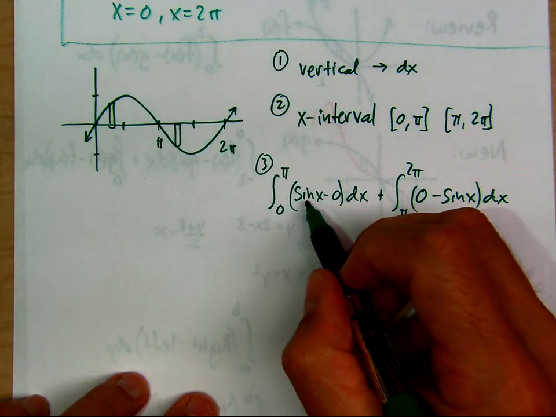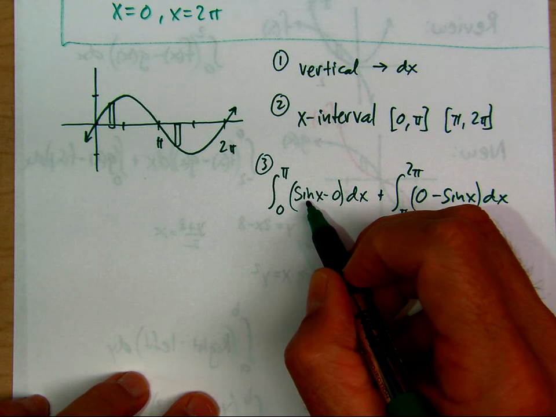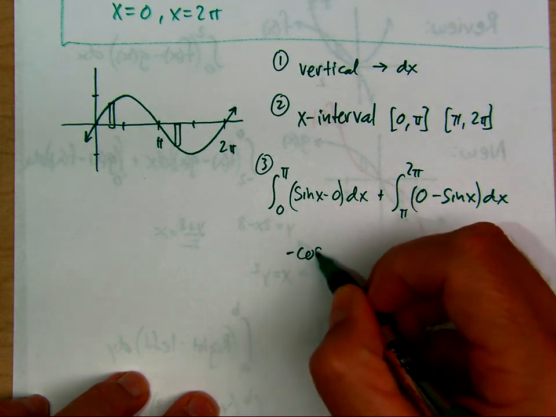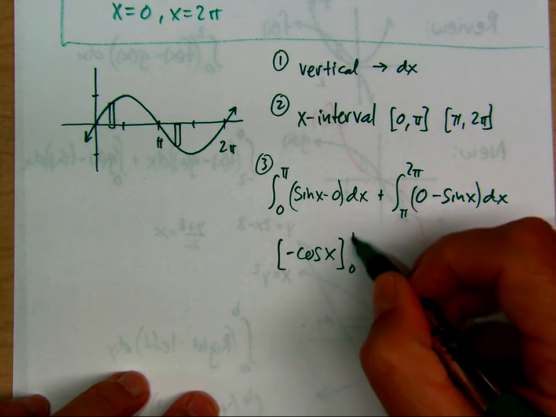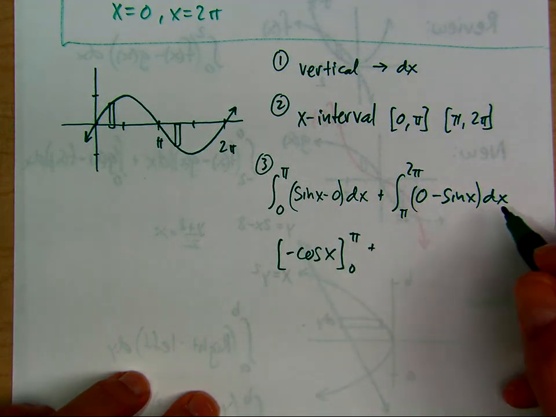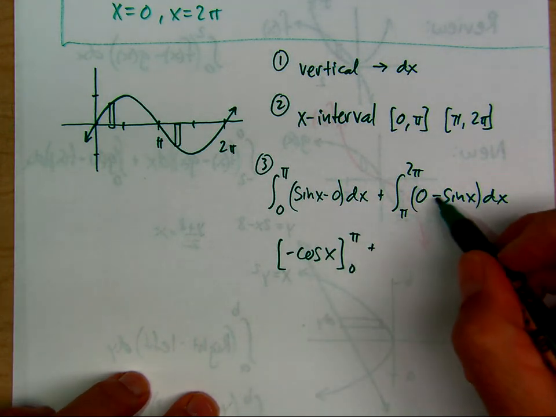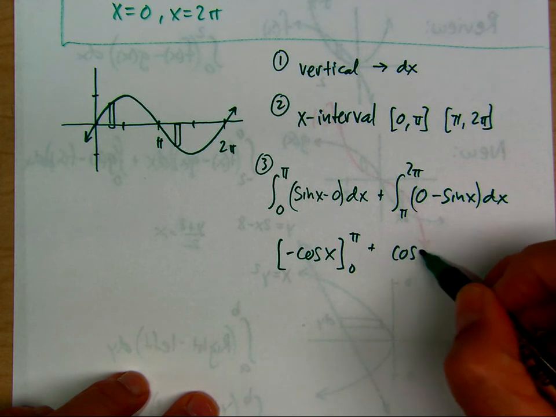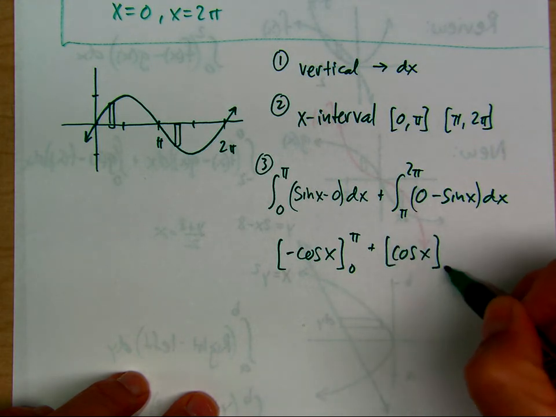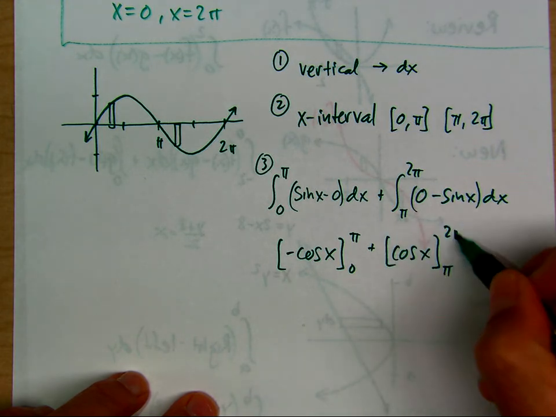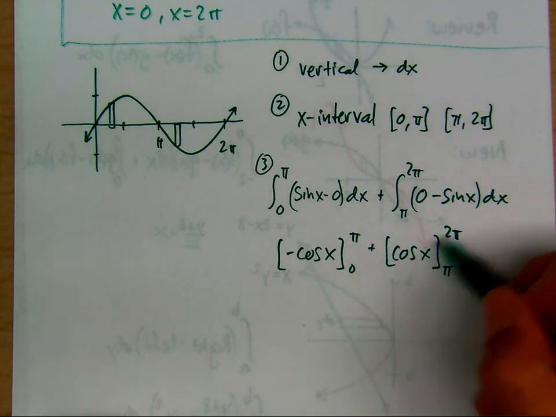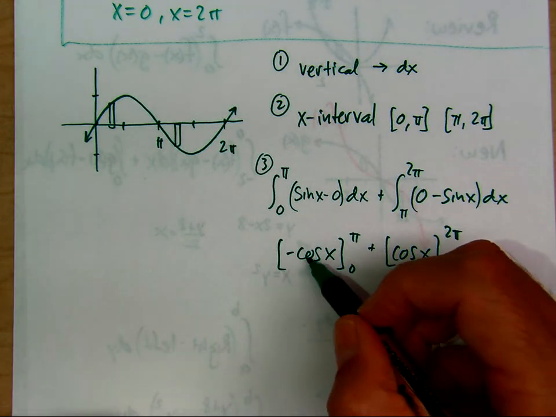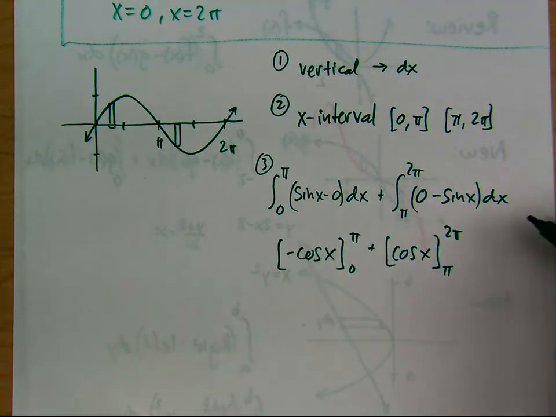So the antiderivative of sine is negative cosine. The antiderivative of negative sine is cosine. And you just check. If you take the derivative of that, you'll get that. The derivative of this is going to be sine. So we can check those.